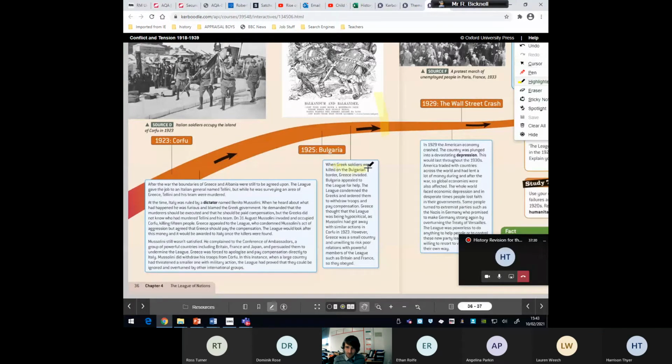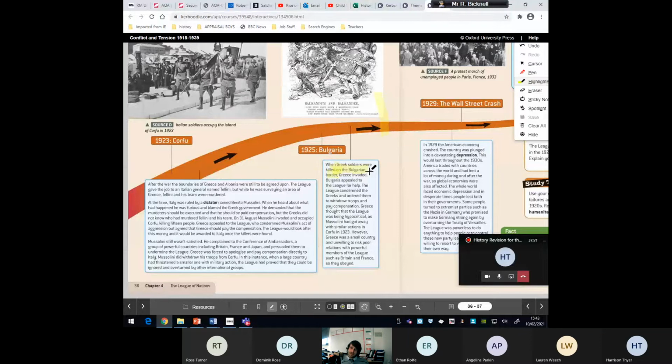Greek soldiers were killed on the Bulgarian border. So, understandably, Greece was slightly annoyed and they invaded Bulgaria. Now, Bulgaria is a weak country in comparison to Greece. So, Greece had an easy job on their hands. And Bulgaria, being a member of the League of Nations, appealed for help.